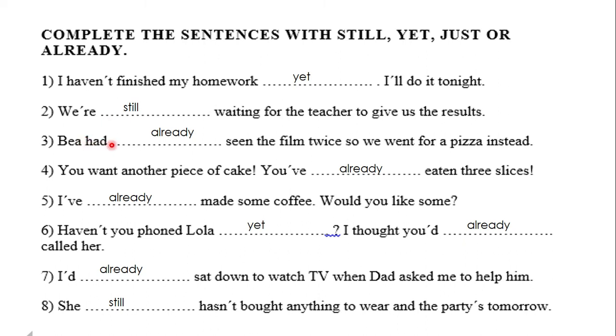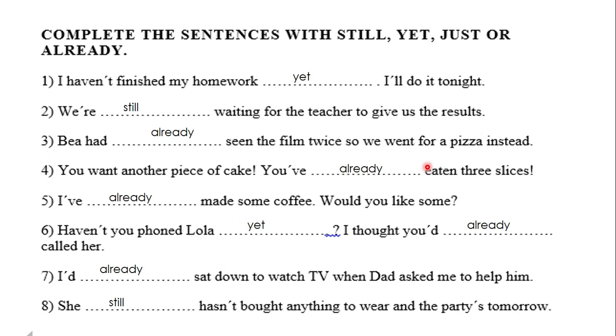Number 3, Bea had already seen the film twice, so we went for pizza instead. Had seen, it's the past perfect. El past perfect es el pasado del present perfect. Pero already, just, still y yet se utiliza de igual forma que con el present perfect, between the auxiliary and the past participle.